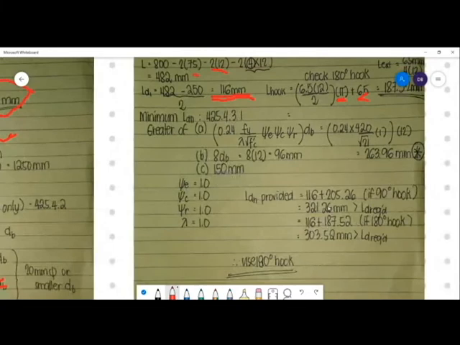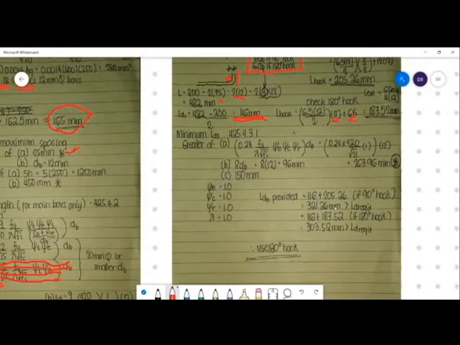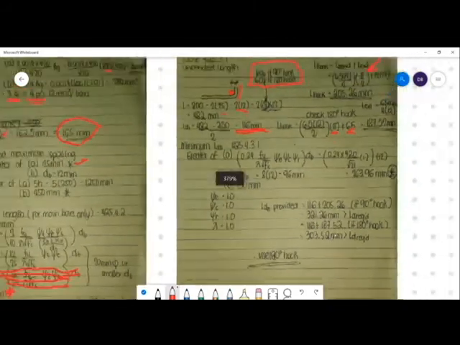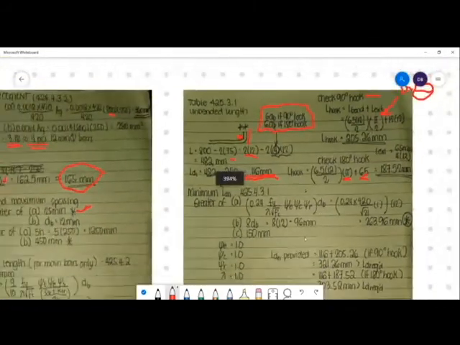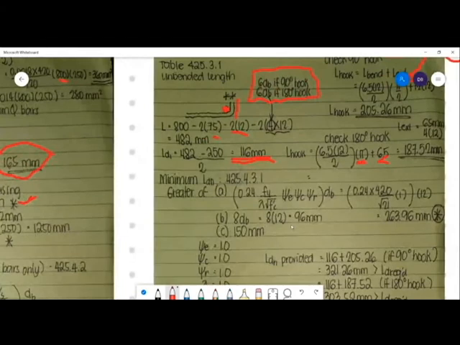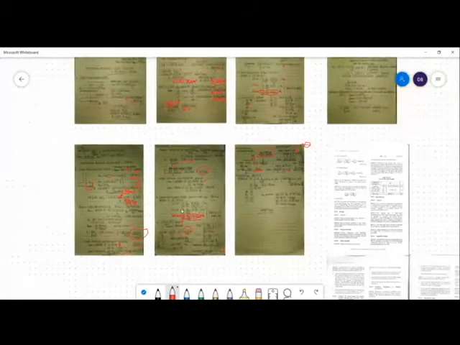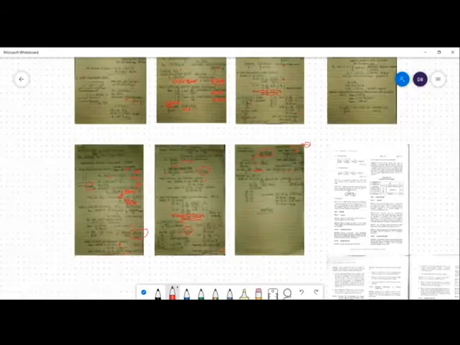So we compare, we determine the development length provided. If we use a 90-degree hook, 116 plus 205.26, we have 321.26, then 303.52. Oh yes, we compare it with the minimum required development length. Because it has a bend and a hook already, we will no longer follow the earlier code. So we have a new minimum development length required.